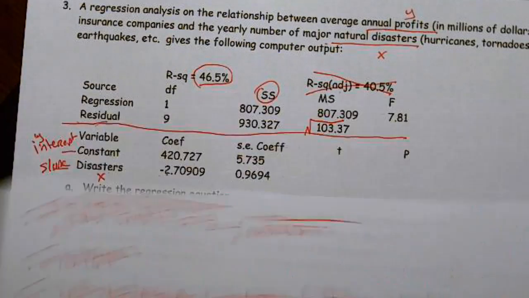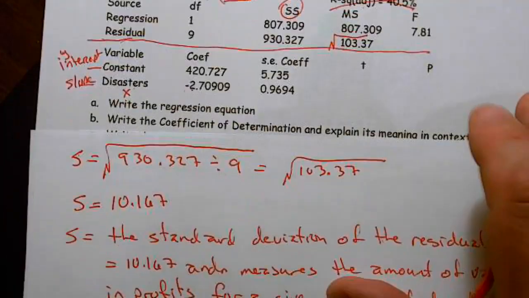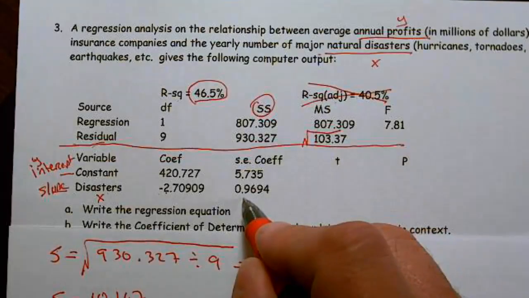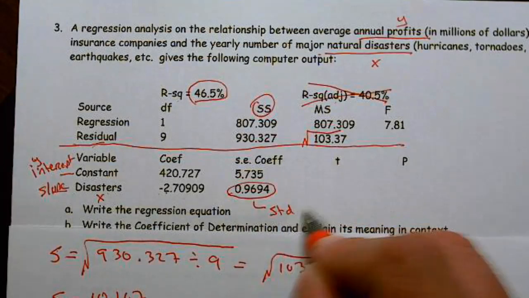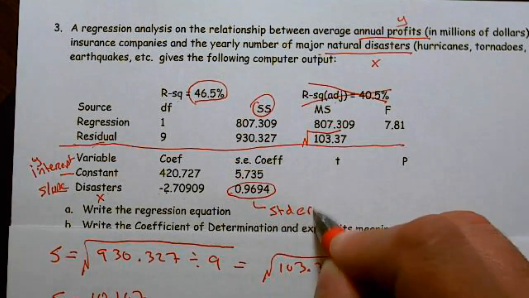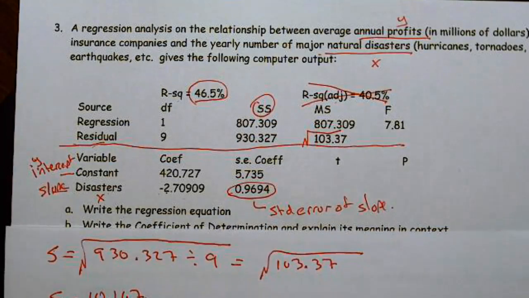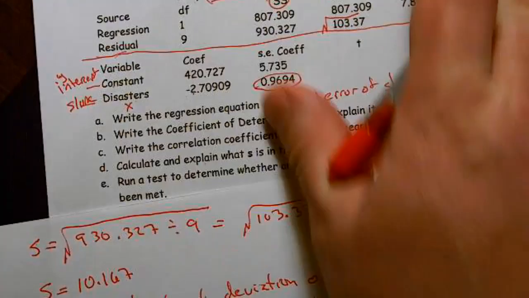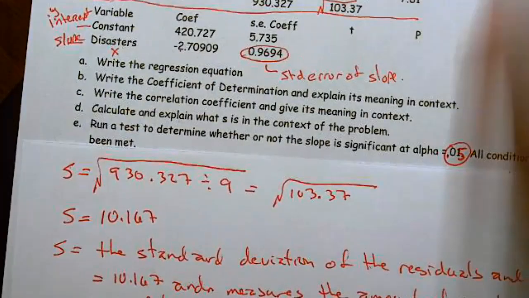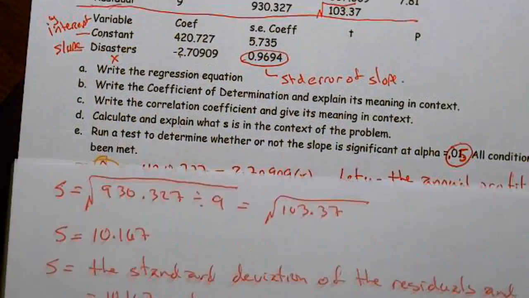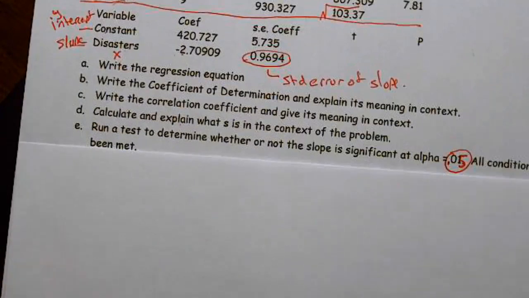Okay, the next thing it asked for. It did not ask me for the standard error of the slope. Please remember, standard error of the slope is this. This is the standard error of the slope. And the standard error of the slope, remember, tells you how much variation there is in the slope. That's not what it asked for. The next thing it asked us to do is to run a test to determine whether or not the slope is significant at alpha equal 0.05.